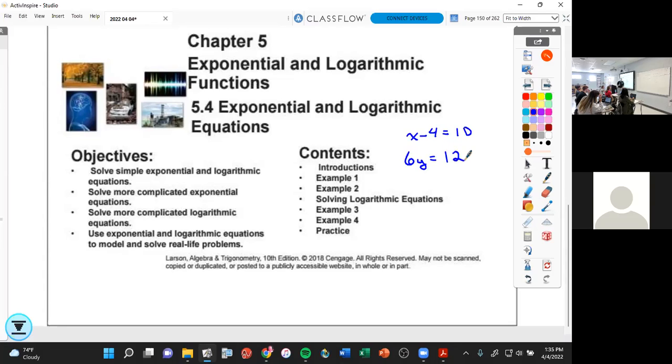How would you get y by itself? Divide by 6. Why? Because those are opposite operations, right? Inverse operations.